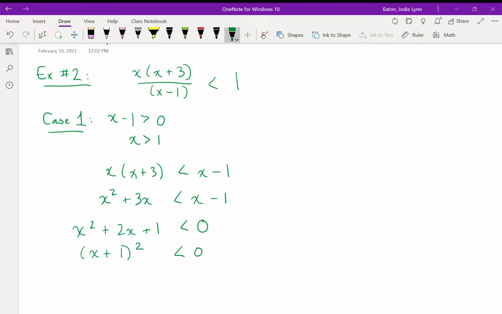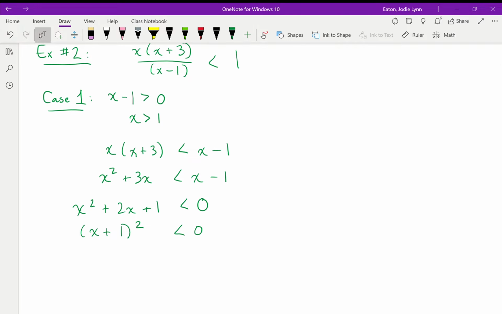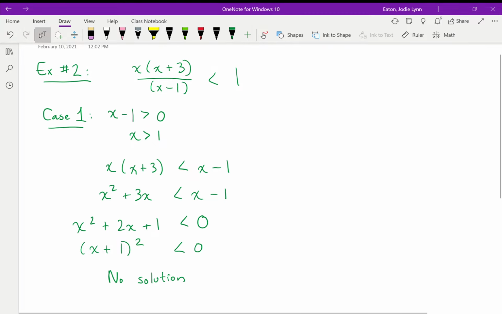Now we run into a problem. Is there going to be any case where x plus 1 squared is less than 0? No. So on this side, there are not going to be any solutions for x when x is greater than 1. So there are no positive solutions, as far as we can tell here.